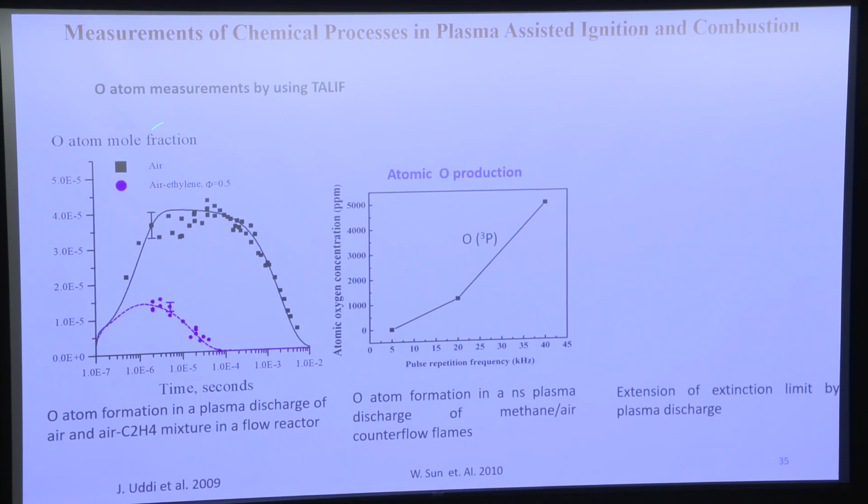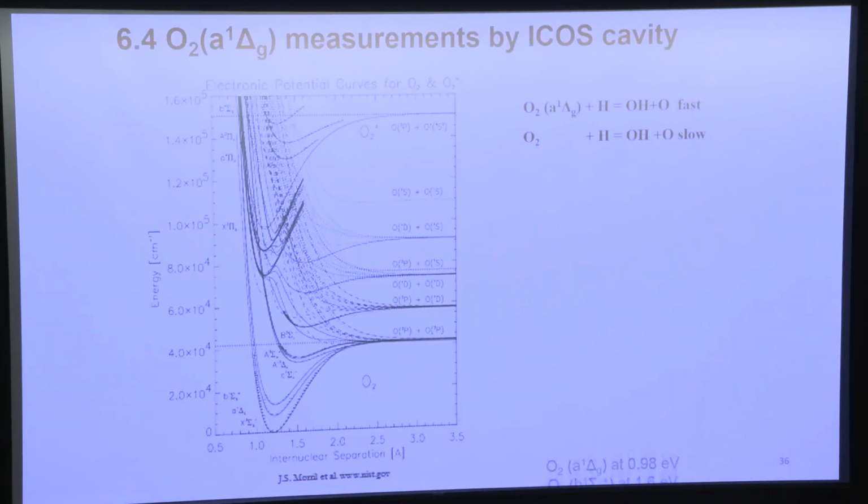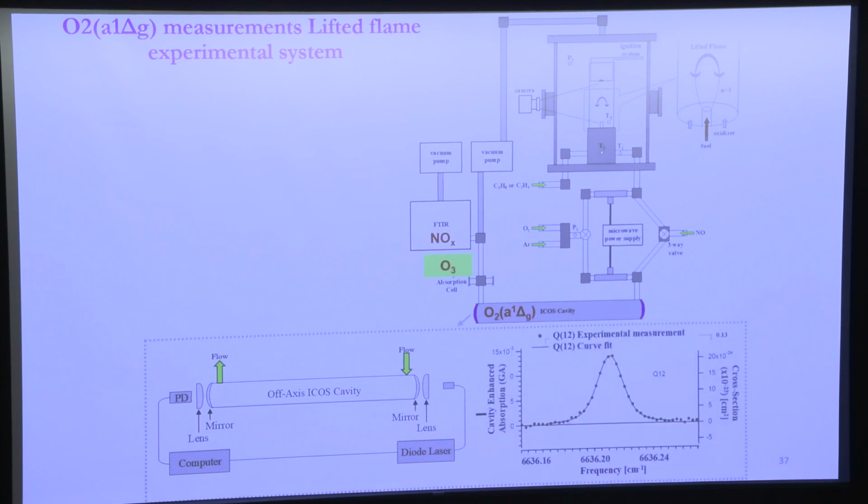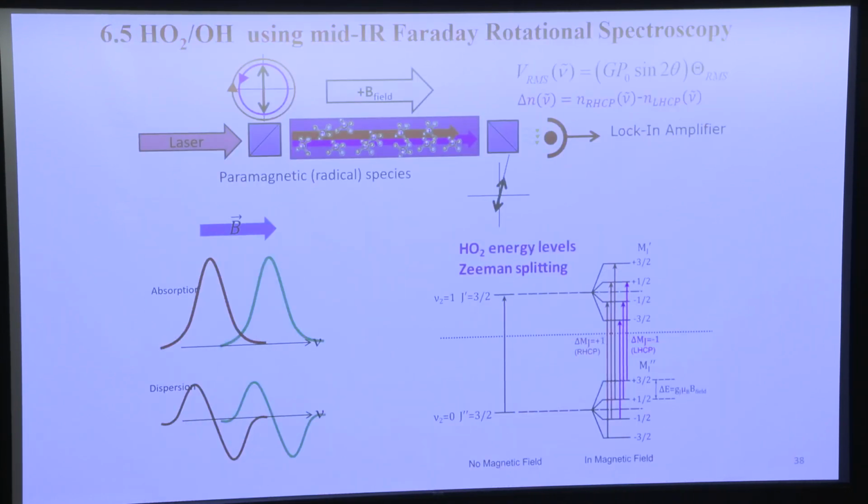So there is a lot of TALIF measurement, again, of atomic oxygen in air. And once you have ethylene at room temperature, remember, the O atom formation is much lower, because the O formed in the plasma is going to react with ethylene and get consumed. So this kind of quantitative diagnostics really gives you a lot of measurement. And this experiment I showed you before is a singlet oxygen measurement, and it also gives us a quantitative measurement of what can be done using laser absorption to measure a molecular electronically excited species. So I don't want to repeat again.